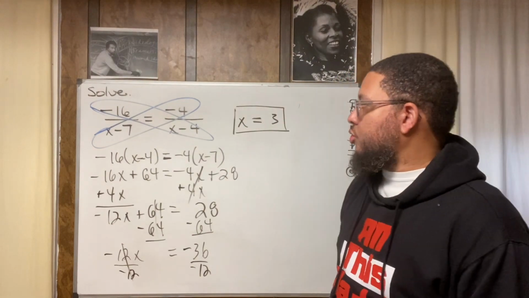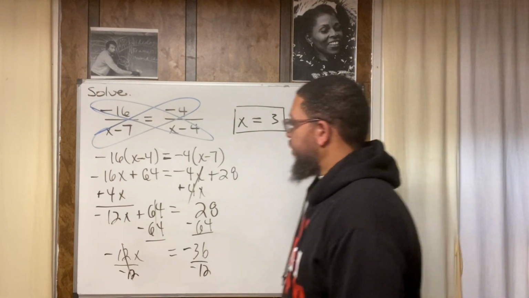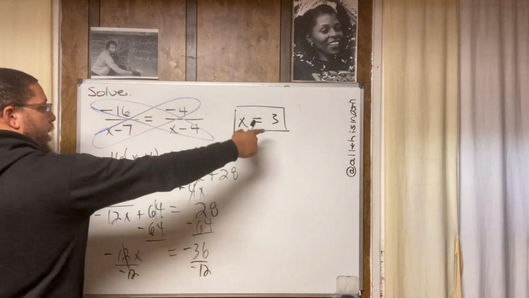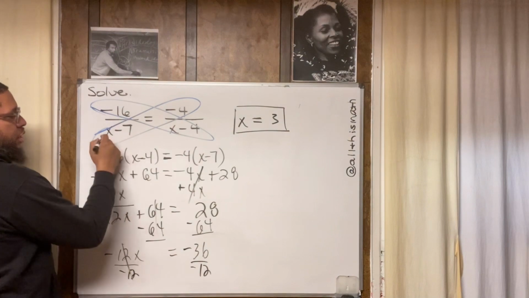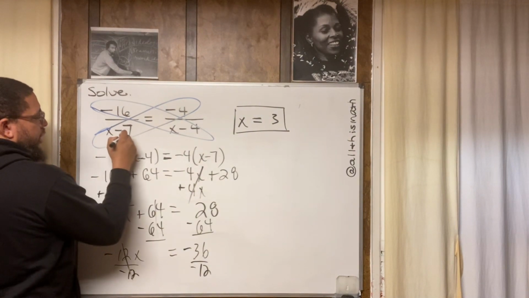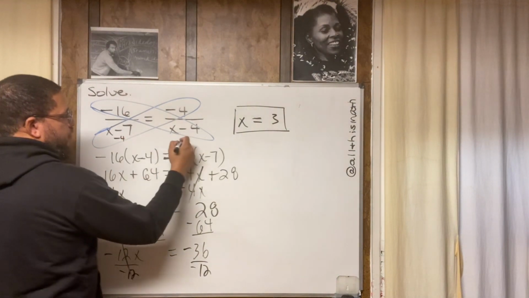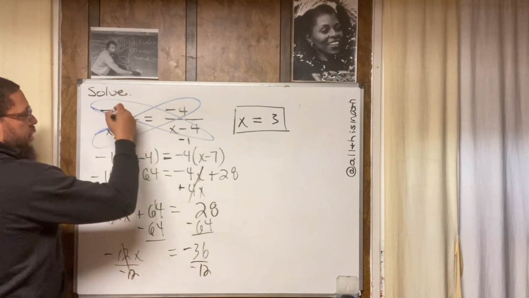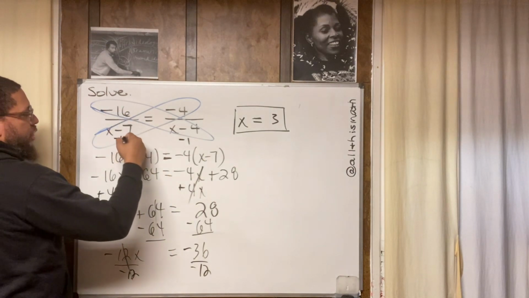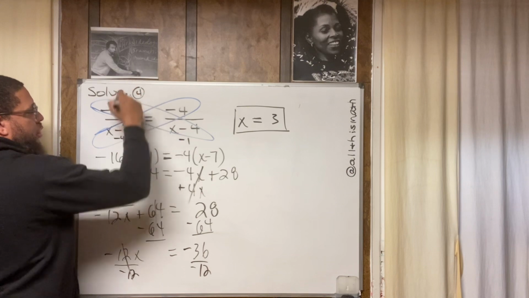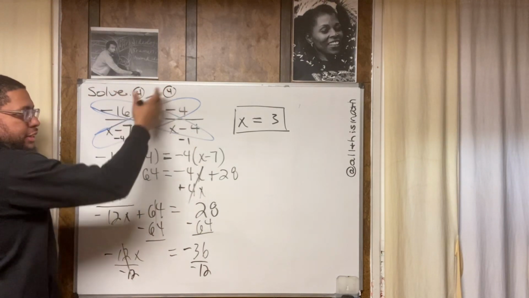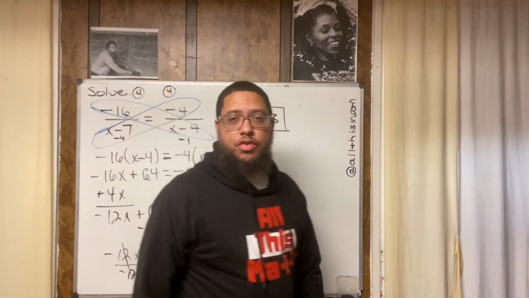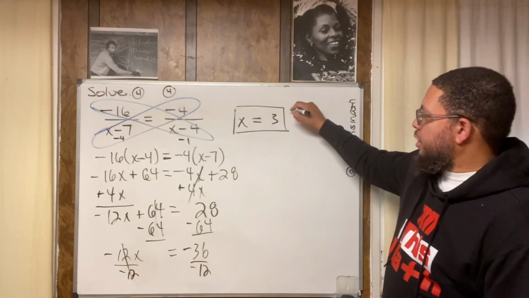I believe that this gives me a true statement. So let's see if it does. If I replace the x's here and here with 3's, 3 minus 7 is negative 4. 3 minus 4 is negative 1. Negative 16 divided by negative 4 is positive 4. Negative 4 divided by negative 1 is also positive 4. And that is a true statement because 4 is equal to 4. So this is a good answer.